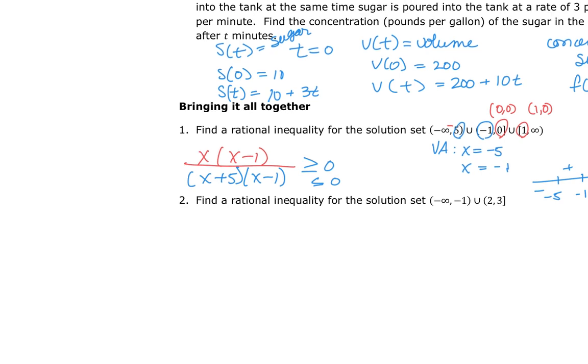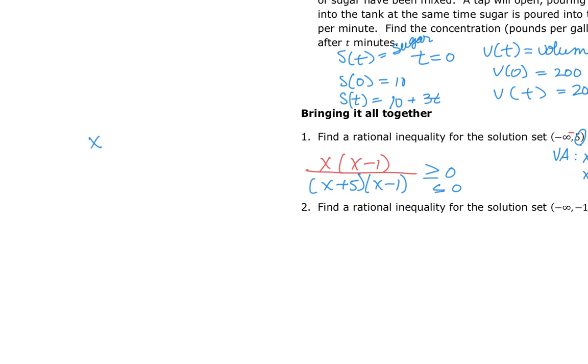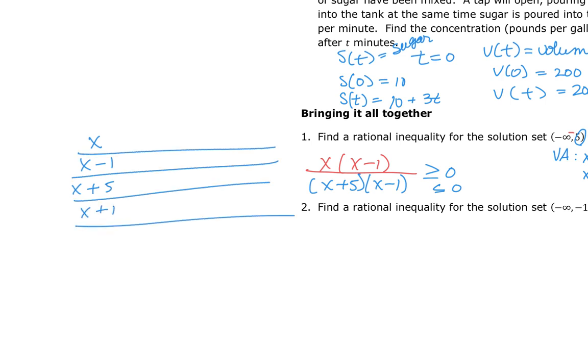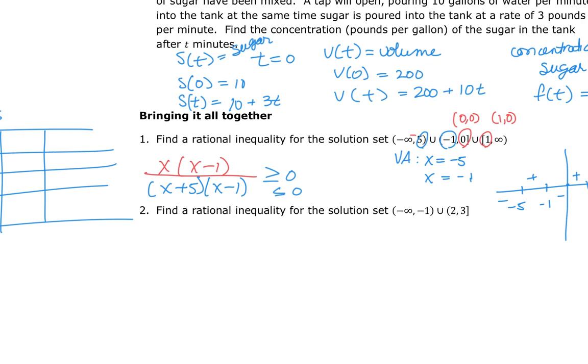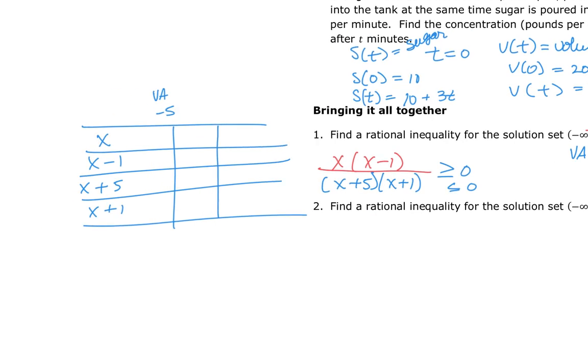Well, I'm going to do a sign chart for what I have here, which is x, x minus 1, x plus 5, x plus 1. Sign charts are your new best friend. So we have -5, which is a vertical asymptote. We have -1, so this needs to be a plus. So we have -1, which is a vertical asymptote. We have 0, and we have 1.